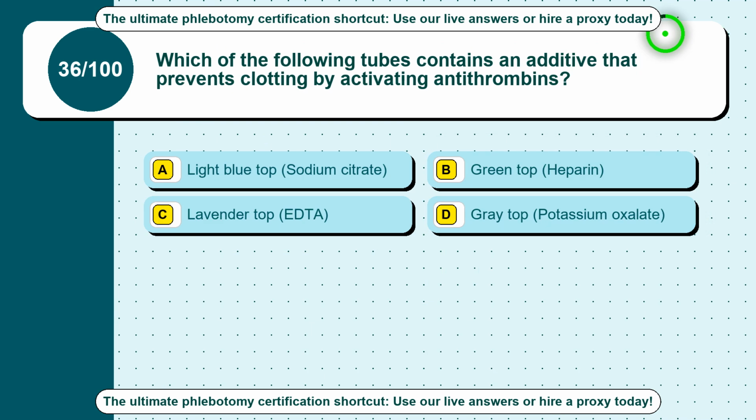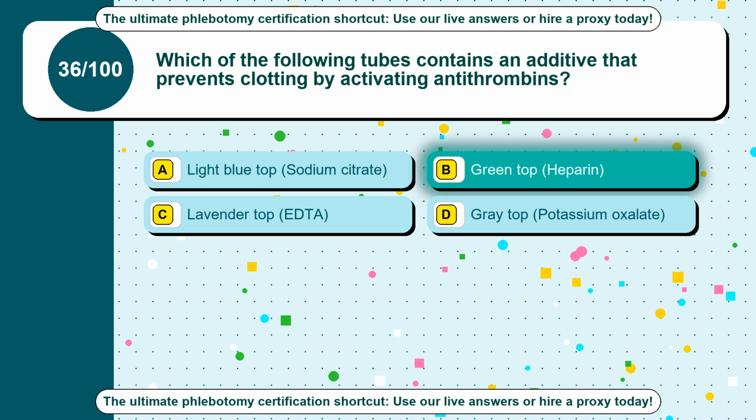Question 36. Which of the following tubes contains an additive that prevents clotting by activating antithrombins? Option A, light blue top, sodium citrate. Option B, green top, heparin. Option C, lavender top, EDTA. Option D, grey top, potassium oxalate.